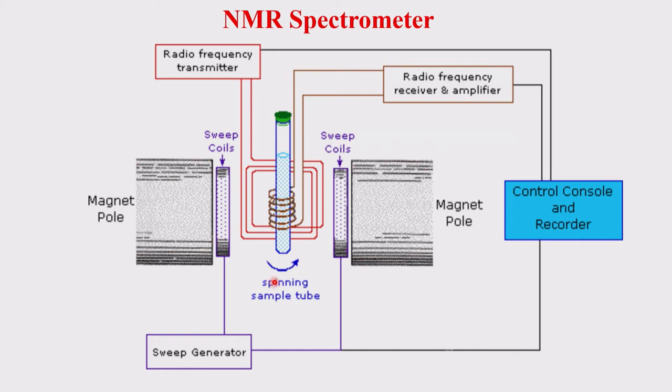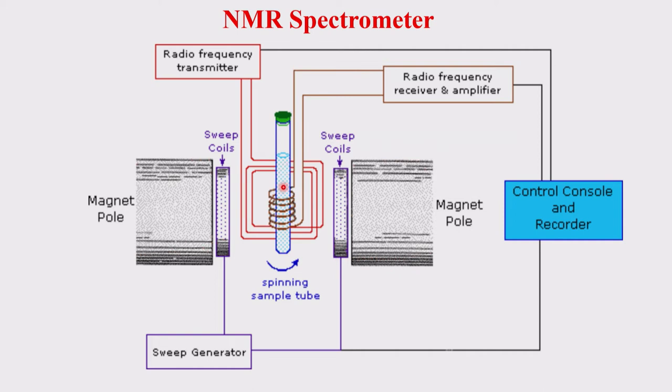Now what do you need? You need to put it under the magnetic field. So you see one magnetic pole and another magnetic pole, and you can use electromagnets, and you can sweep the magnets for variation in the magnetic field, or you can keep the field constant and sweep the frequency. Both ways you can do that. This is the radio frequency we are talking about, and the sample is now put between the two magnets, and it is spun at a very fast rate.